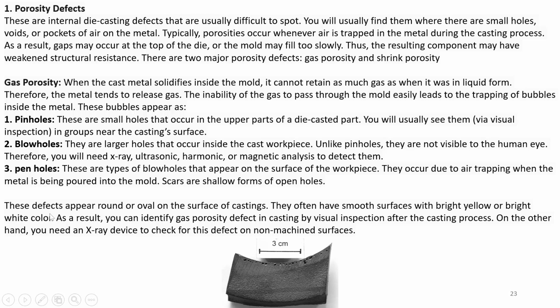So if you have to separate between gas porosity and shrink porosity, gas porosity will have a round and oval appearance. They often have smooth surfaces with bright yellow or bright white color. As a result, you can identify gas porosity defects in casting by visual inspection after the casting process. On the other hand, you need an X-ray device to check for this defect on non-machined surfaces.